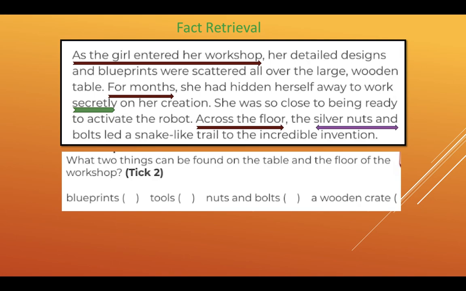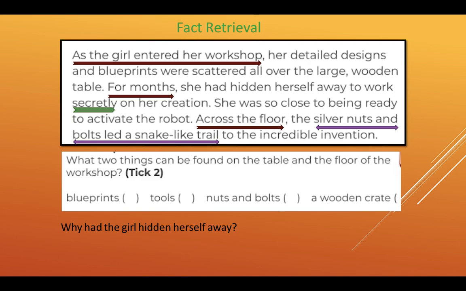Pick them up. Silver nuts and bolts led a snake-like trail. What do we call that? Yes, it's called a simile. So as you're reading, don't forget the features of a character description. It works with the features of a setting description as well. So we're using fronted adverbials, we're using adverbs, and we'll be using, as normal, in the text you'll find similes.